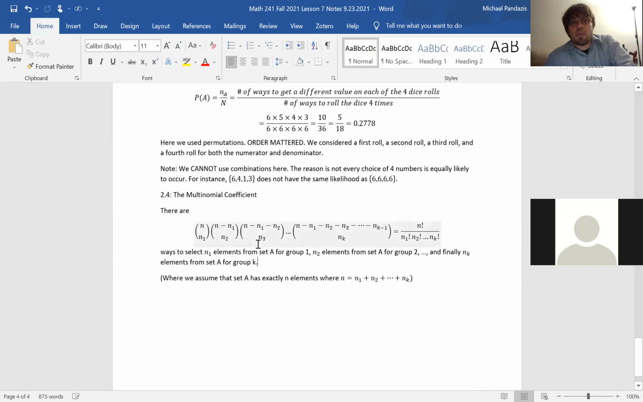So there are this many ways to select n1 elements from set A for group 1 and n2 elements from set A for group 2, and finally n sub k elements from set A for group K, and that includes n sub 3 elements for group 3, n sub 4 elements for group 4, and so forth, all the in between ones. But this is assuming that your set has n1 plus n2 plus n3 plus ... plus n sub k elements in it.